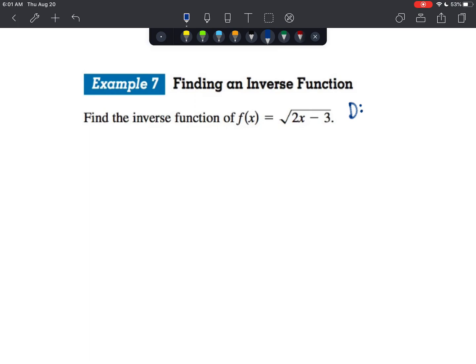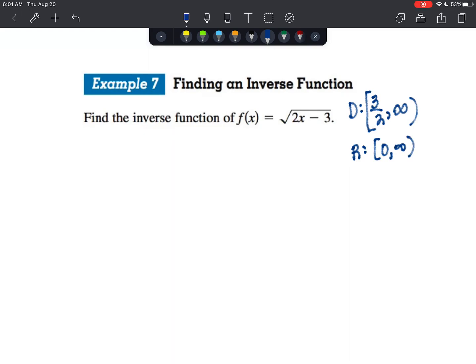The domain of this function is 3/2 to infinity. So we solve 2x minus 3 is greater than or equal to 0, and we get the domain being 3/2 to infinity. We know with the square root function, we're going to get 0 out all the way to positive infinity in this case, so our range is 0 to infinity.